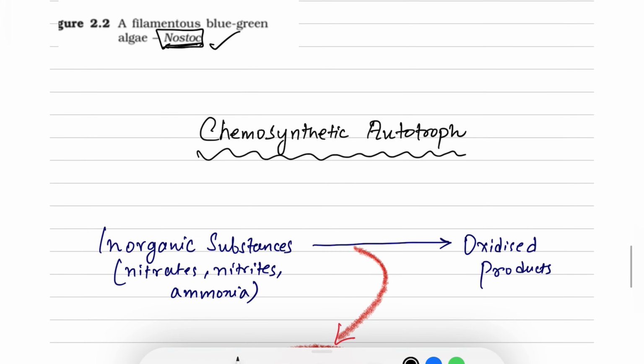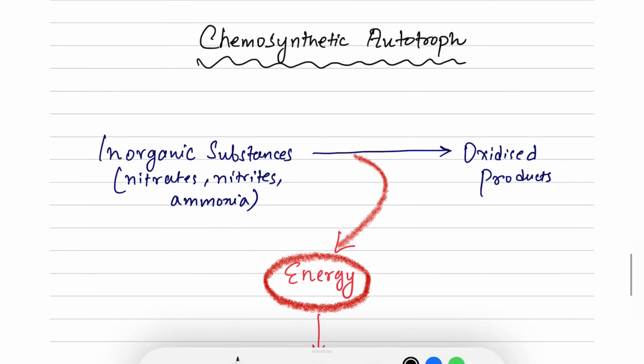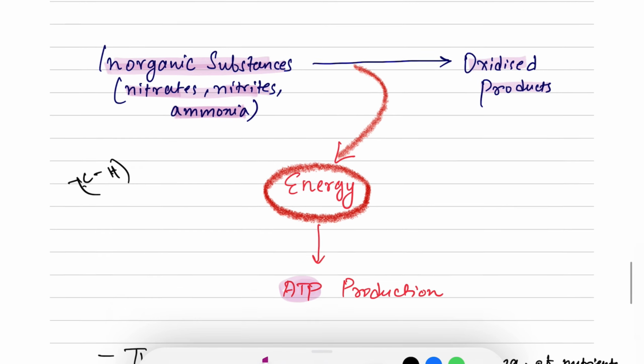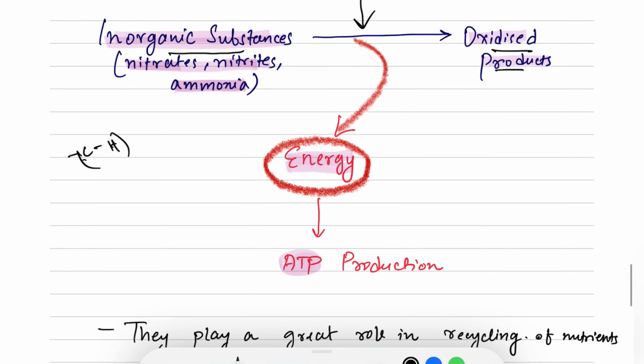Now let us see chemosynthetic autotrophic bacteria. Chemosynthetic autotrophic bacteria oxidize various inorganic substances like nitrates and ammonia into oxidized products. In this reaction, energy is released, and these bacteria utilize this energy for their ATP production. ATP production means energy production.